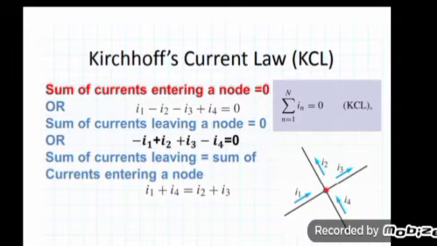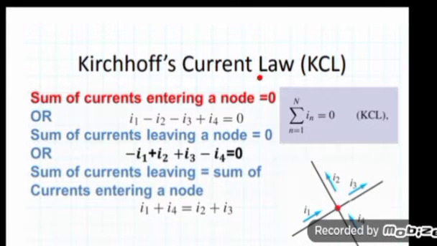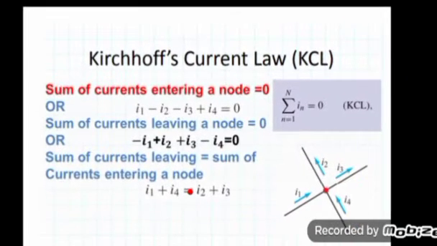First of all, you have to understand that it is a current law. Okay. So it says that the sum of the currents entering a node should be equal to zero, or the sum of the currents leaving a node is equal to zero, or we can also say that the sum of the currents leaving is equal to the sum of the currents entering a node.